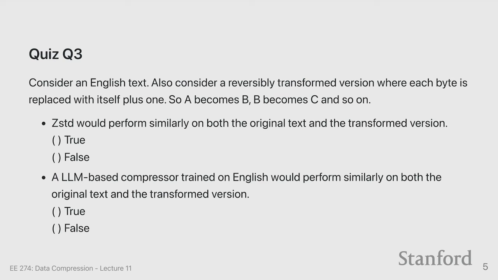So then quiz 3 was around, now you have been given an English text, but what you did was change the letters such that every A becomes B, every B becomes C, and so on and so forth. And the first question was, does ZSTD perform similarly on both the original text and the transformed word? And what was the answer? Somebody want to say?